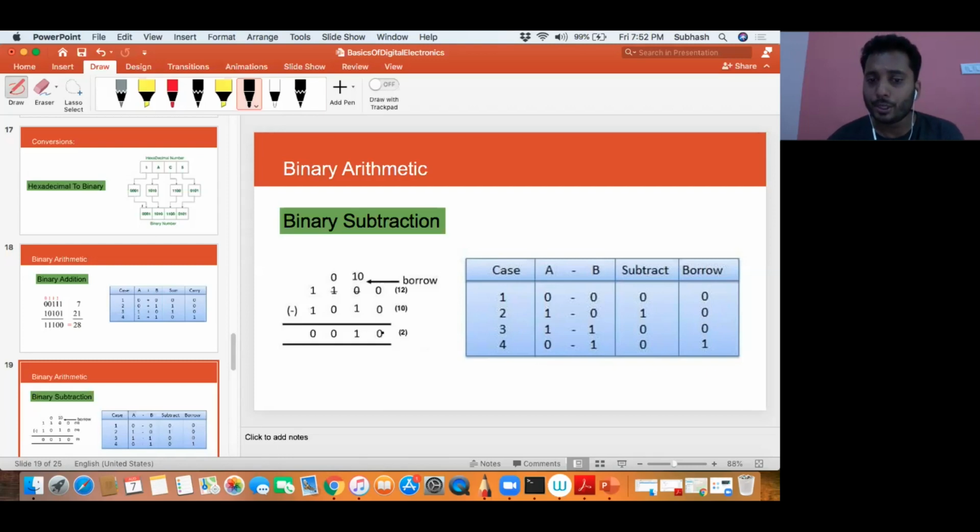0 minus 0 is 0. 0 minus 1 cannot be possible, so you'll have to borrow. Borrow 10, it becomes binary 10, minus 1, remaining is 1 over here, as you can see the borrow. Because from this place you have borrowed, this becomes the 0 value. 0 minus 0 is 0, and 1 minus 1 is 0. So 12 in binary format minus 10 in binary format will result in 2.